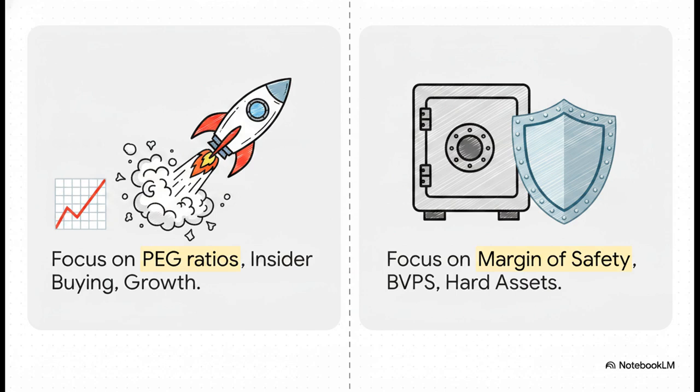Benjamin Graham, on the other hand, well, he's the father of value investing. He wants hard assets, steady earnings, stability, and a massive margin of safety. He strips away all the AI hype completely. Let's stress test the stock against both of these heavyweights.